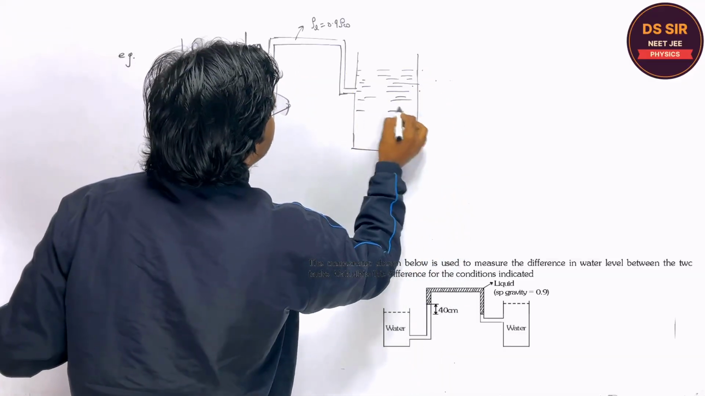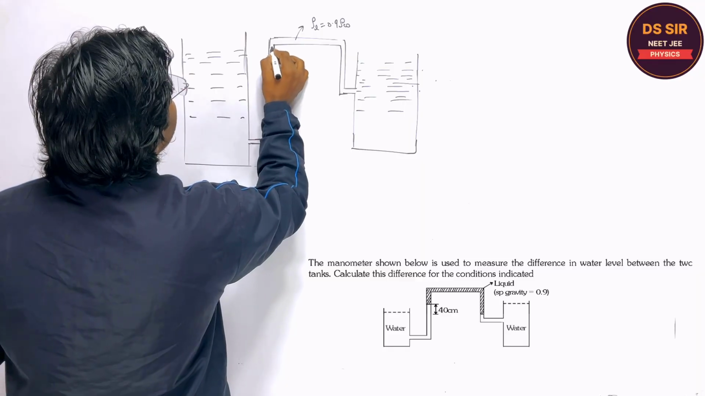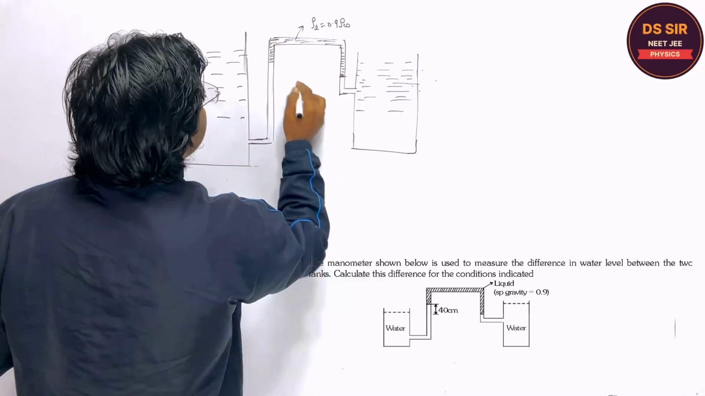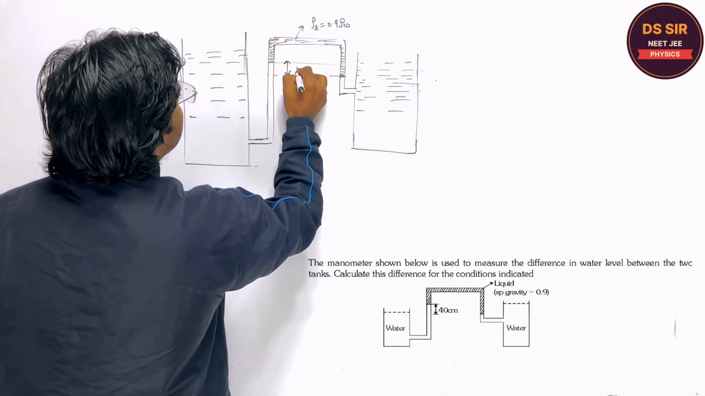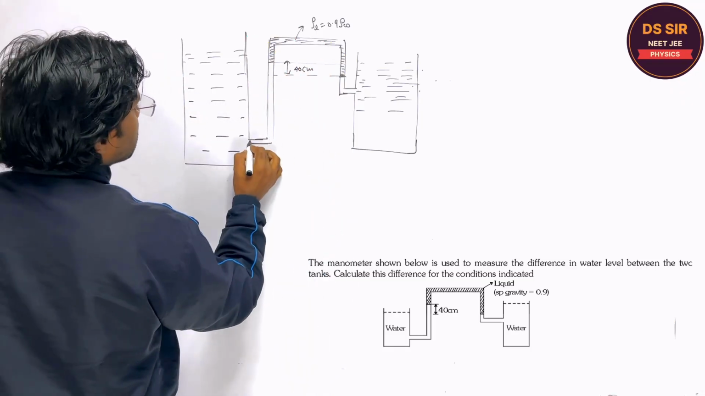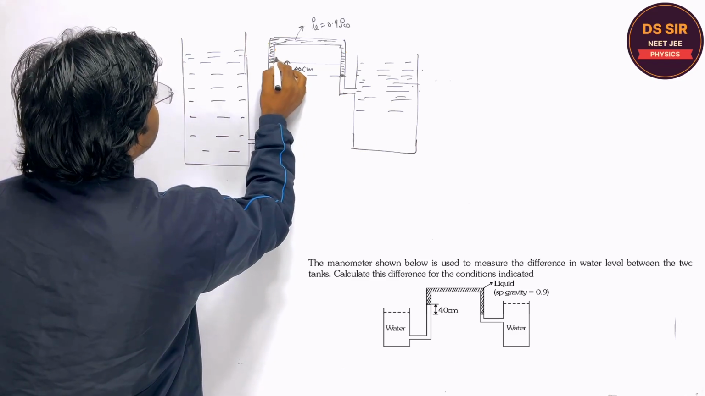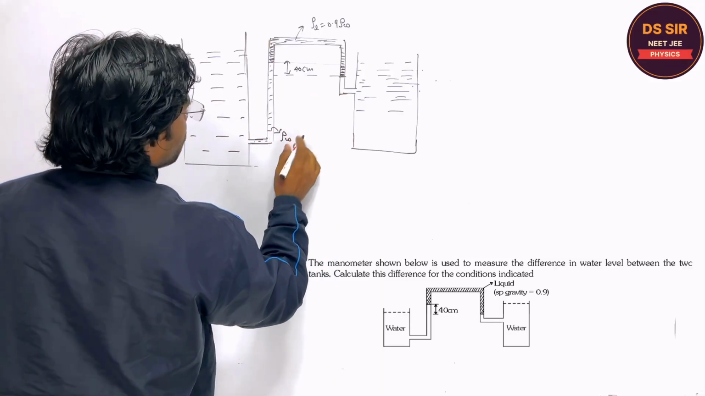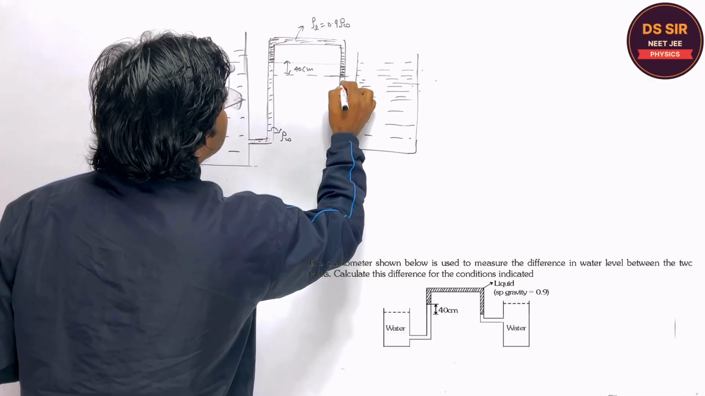Fine. And in this case, this is another liquid, something like this. And the difference in the layer is 40 centimeter. Is it fine or not, you tell? And here this is also the water, right? This is the water, and this is another liquid. This is rho water, this is also rho water, right?